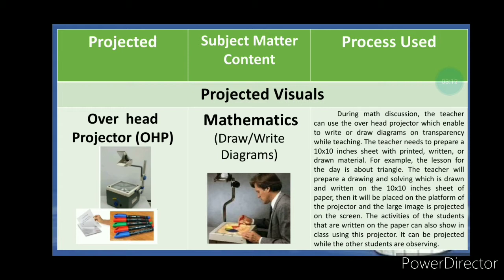For example, the lesson for the day is about triangle. The teacher will prepare a drawing and solving which is drawn and written on the 10 by 10 inches sheet of paper. Then it will be placed on the platform of the projector and the large image is projected on the screen. The activities of the students that are written on the paper can also be shown in class using this projector. It can be projected while the other students are observing. The advantage of using this media is that the teacher can face the class, maintain eye contact, and observe reactions of students, and graphics and writings can be shown clearly and colorfully.